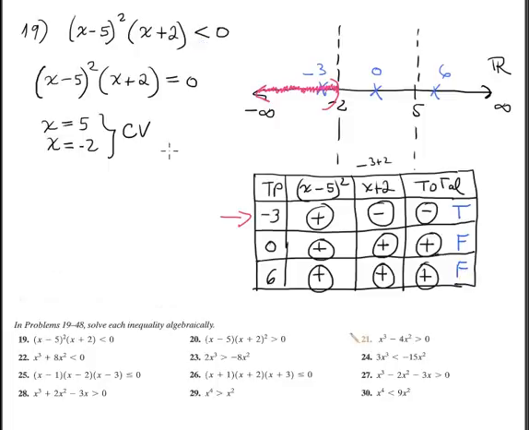Okay, then the solution for our problem is the interval from -infinity, -2. Or is x such that x is less than -2. Okay, they are equivalent.